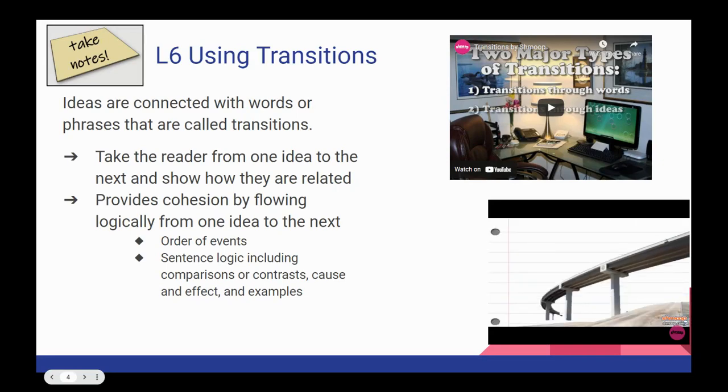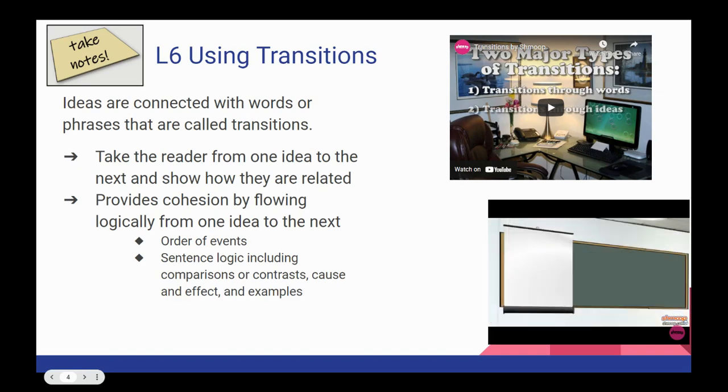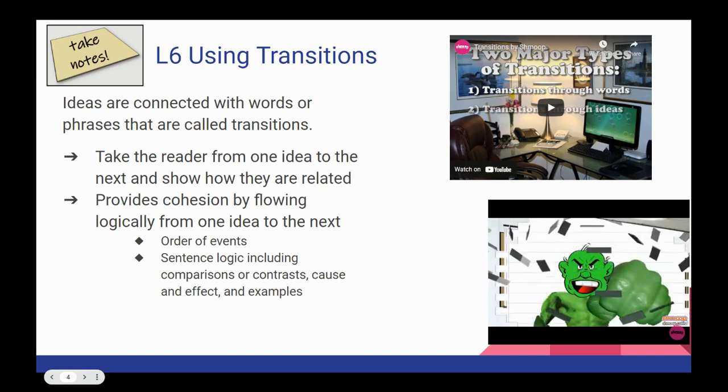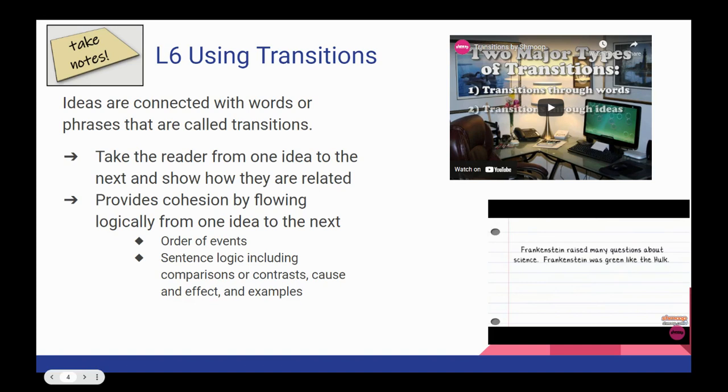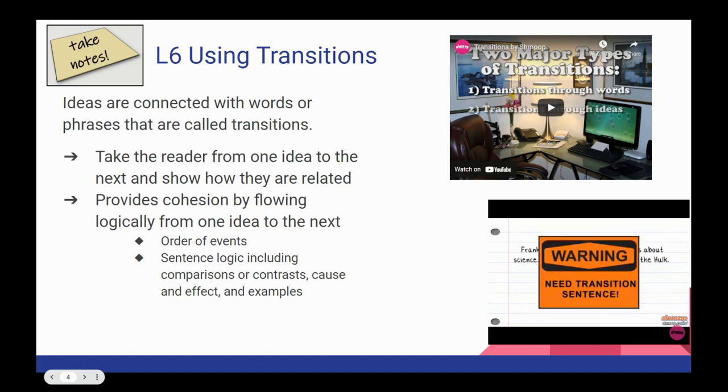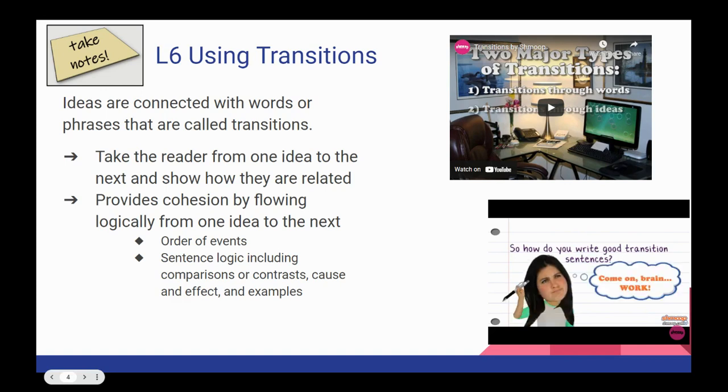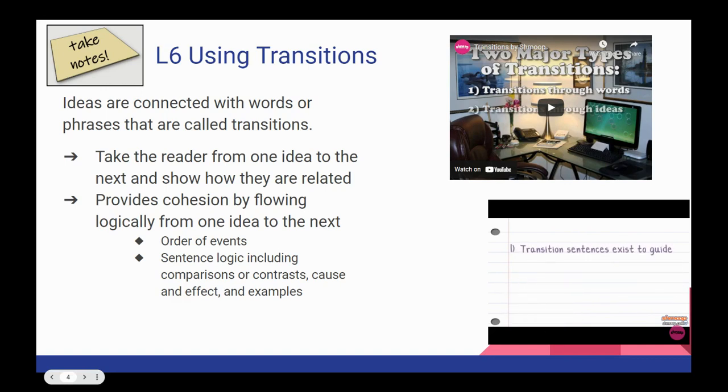You can't go from the highway to anywhere else without an exit ramp. You can't get from one classroom to another without going down a hallway. And you can't go from one point to another in an essay without a transition. So how do you write good transition sentences? Transition sentences exist to guide your reader from one idea to the next.